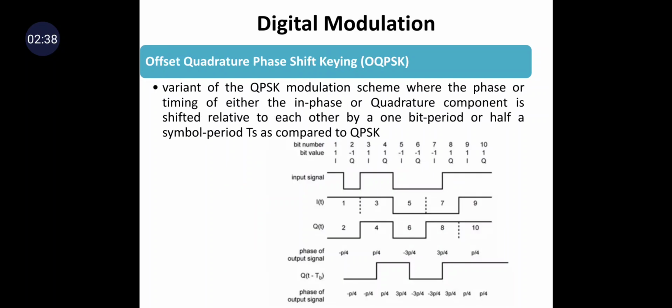And the next one is offset quadrature phase shift keying. It is a variant of the QPSK modulation scheme where the phase or timing of either the in-phase or quadrature component is shifted relative to each other by a 1-bit period or half a symbol period, denoted by TS, when compared to QPSK. This is OQPSK, that is offset quadrature phase shift keying.